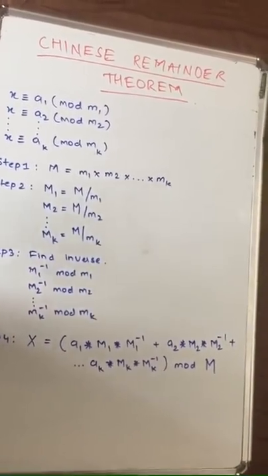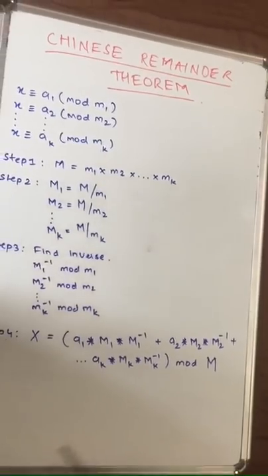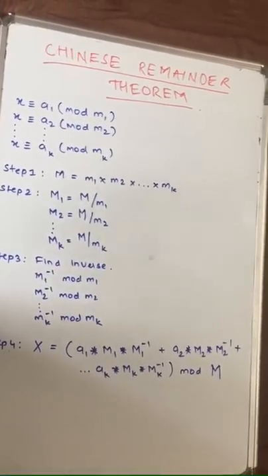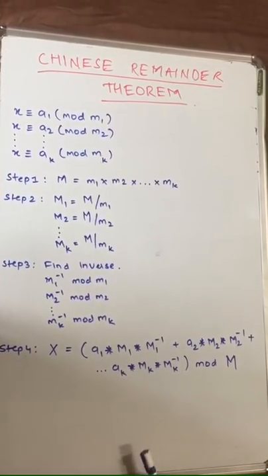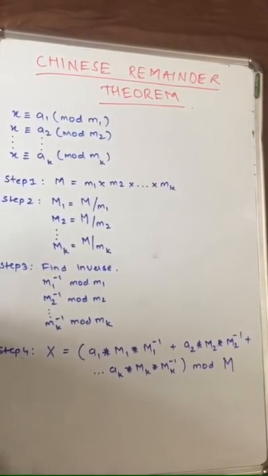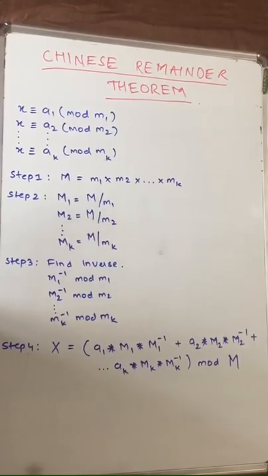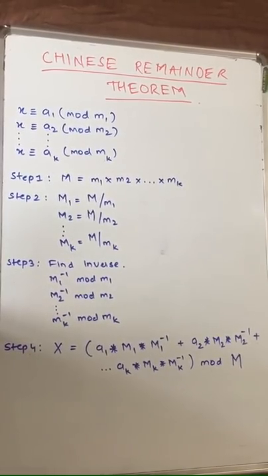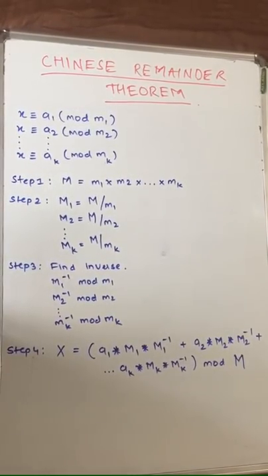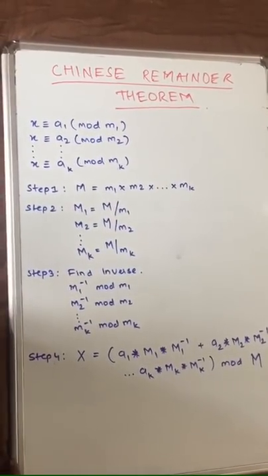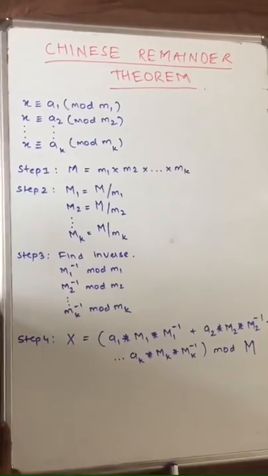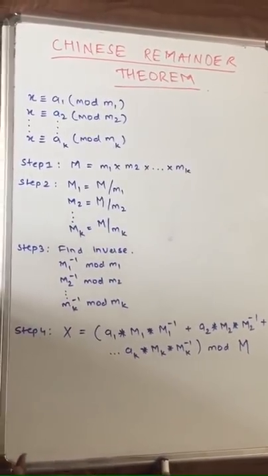In this, I will give you brief knowledge about the Chinese Remainder Theorem. In the Chinese Remainder Theorem, you will be given a question like this: x congruent a1 mod m1, x congruent a2 mod m2, and it will go till k terms. So the k-th term will be x congruent ak mod mk. Now you have to go through a step by step procedure and find the capital X.